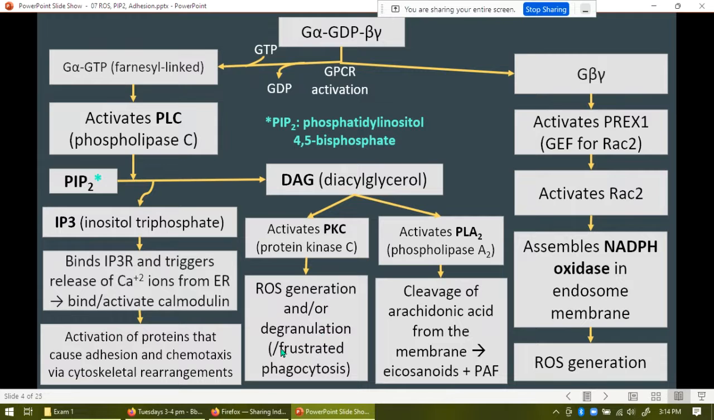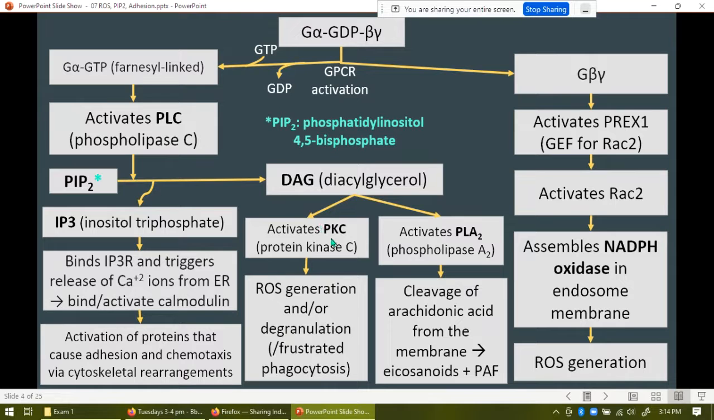But the effect is going to be tailored to what the cell needs to do, right? If it's a large target, it's going to undergo frustrated phagocytosis. If it's a mast cell, it'll undergo degranulation. And if it is a macrophage with a relatively small target, like a bacterium, then it's only going to make reactive oxygen species. It's not going to do frustrated phagocytosis, okay? So that's protein kinase C.